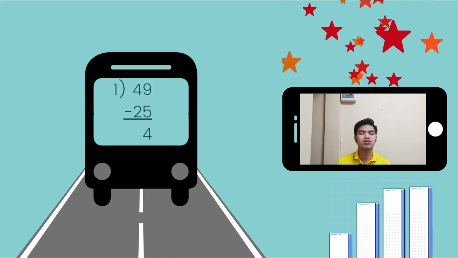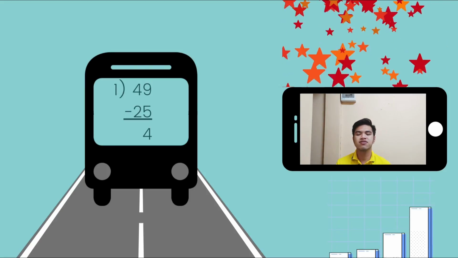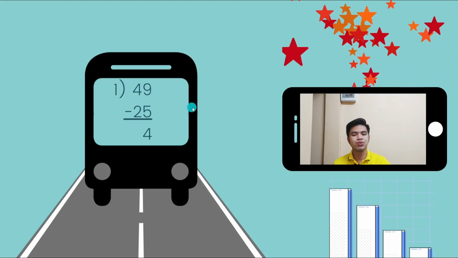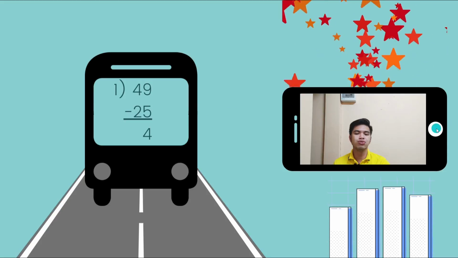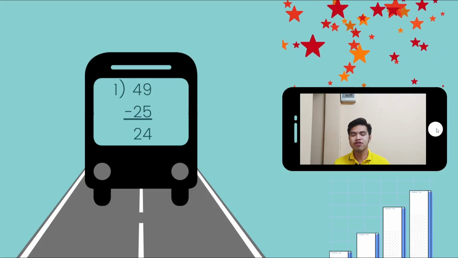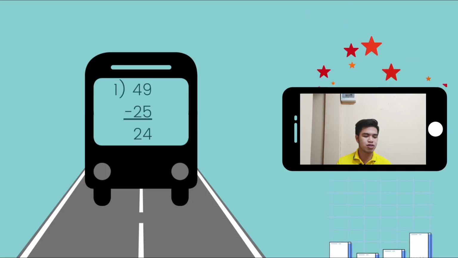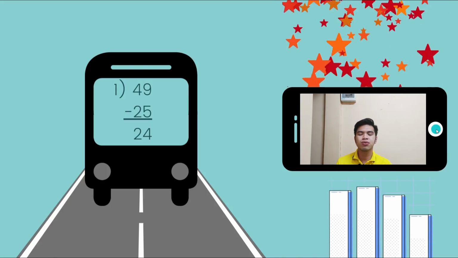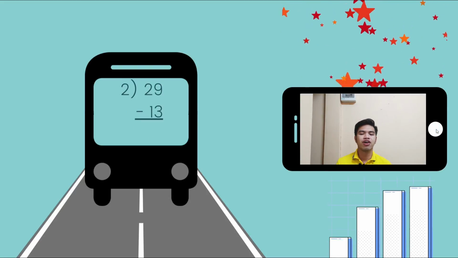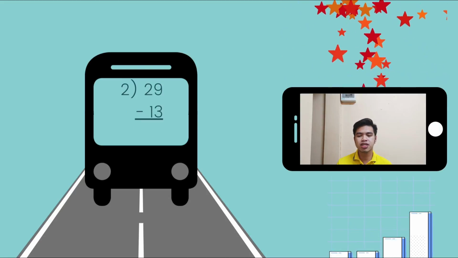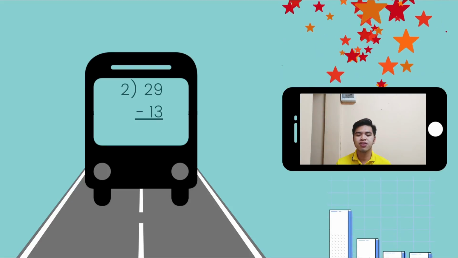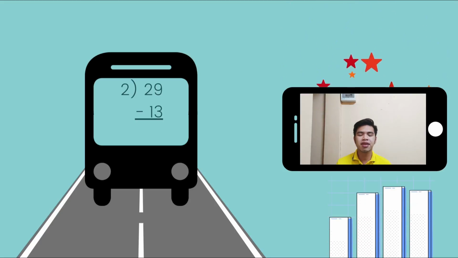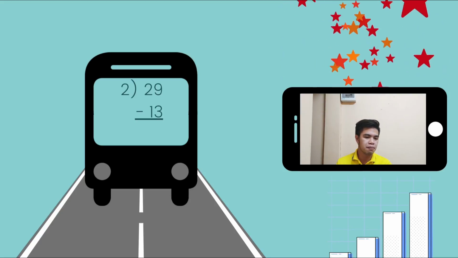Alright, and then we're going to go to the place value of tens. So we have here 4 and 2. 4 minus 2 is equal to 2. Alright, therefore 49 minus 25 is equal to 24. Alright? Okay, now we can go to number 2. For number 2, we have the numbers 29 and 13 and we're going to find their difference. So 29 minus 13 is equal to blank.